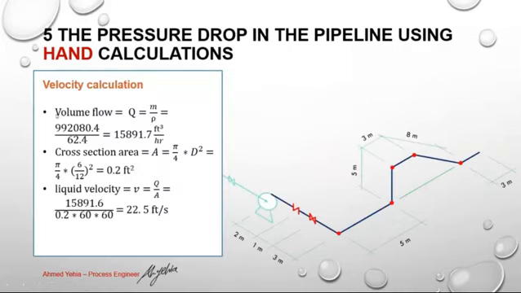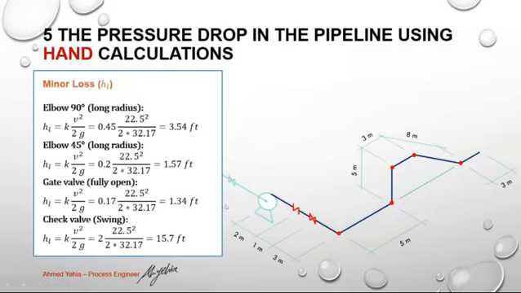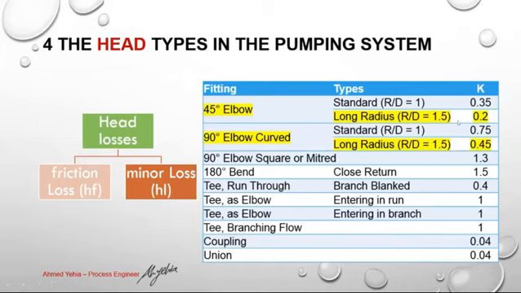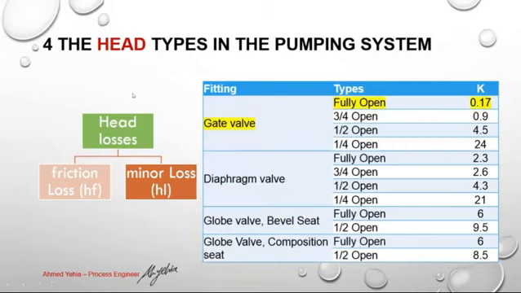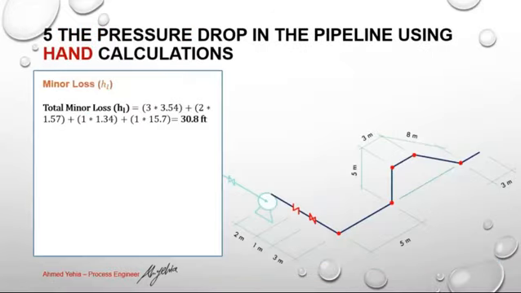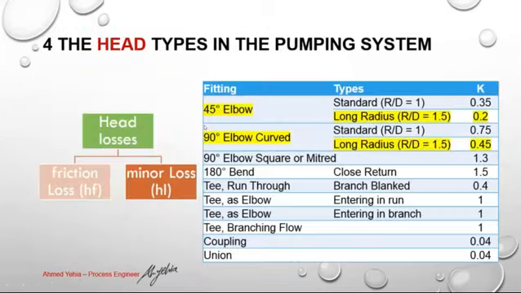We calculate the volume flow and calculate the velocity. The velocity here is 22.5 foot per second. And we go to the minor loss to calculate the minor loss. We calculate the minor loss of all the elbows using the same methods, from our tables using the K values. Then the minor loss is 30.8 foot.